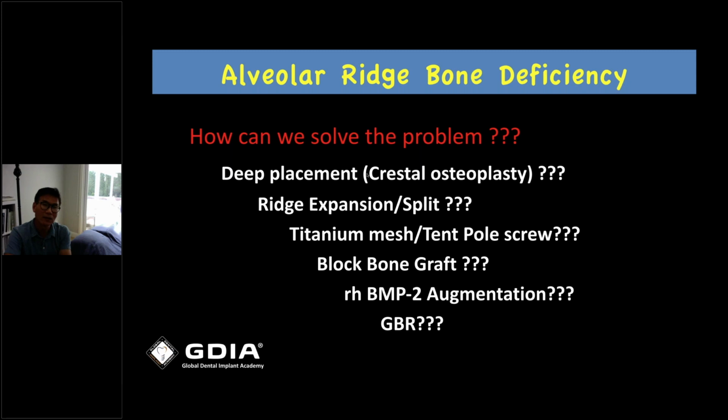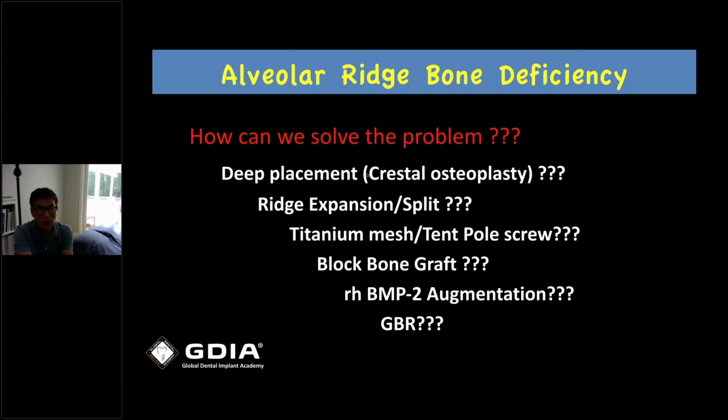So let's talk about alveolar ridge bone deficiency. There are just so many different conditions and different situations. How can we solve the problem? If you read Ray Carmichael's book, there's a mention of the different type 1, type 2, type 3 defects of the bone style.